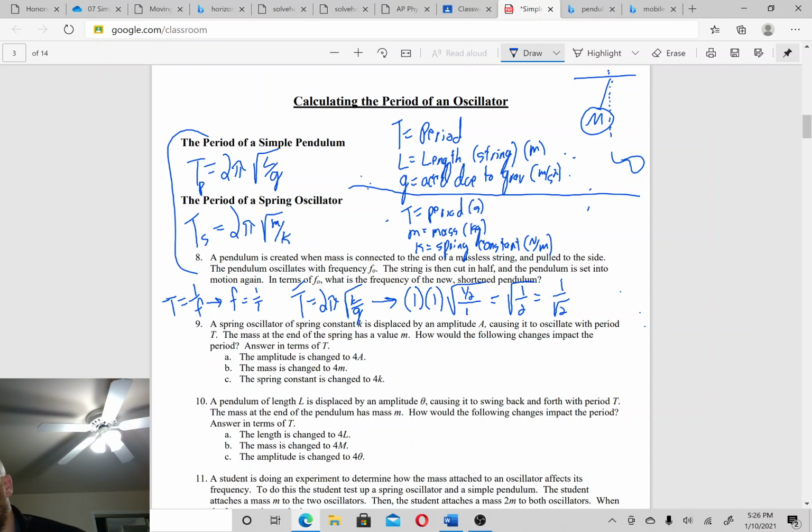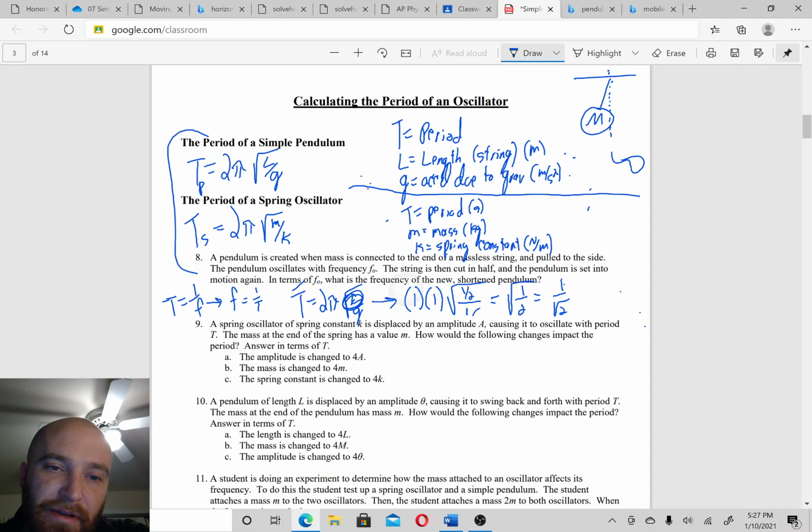Now, that is not the answer to the question, because this is what happens to the period. But the question asks what happens to the frequency. So I'll point out that we made the length shorter, which decreases the period, right? 1 over rad 2 is about 1 over 1.4, which is a fraction. It's a smaller number. Now, the period is shorter. It takes less time, which means it'll happen more frequently. Saying that again: it takes less time and will happen more frequently.